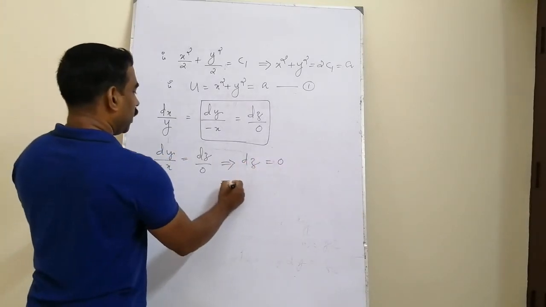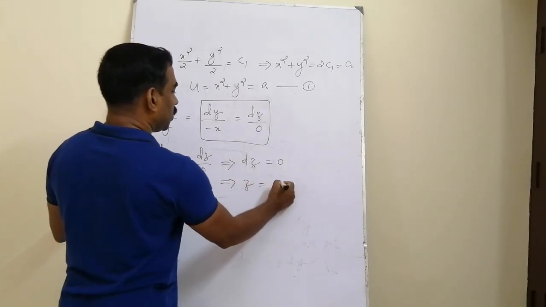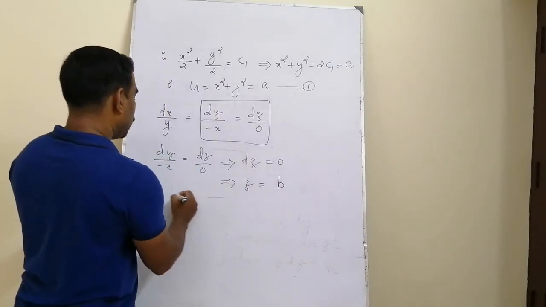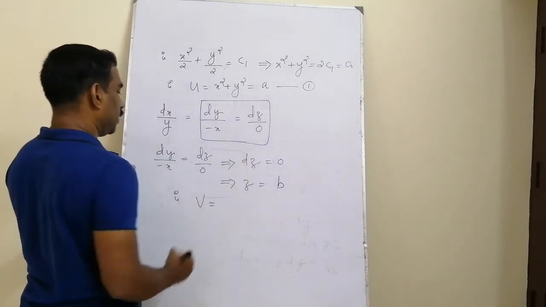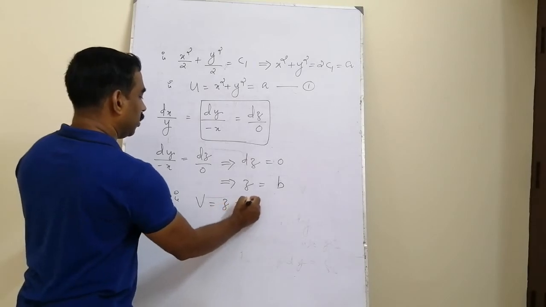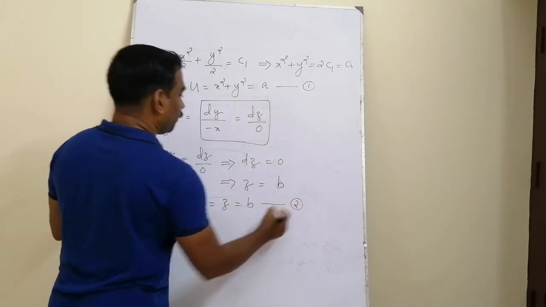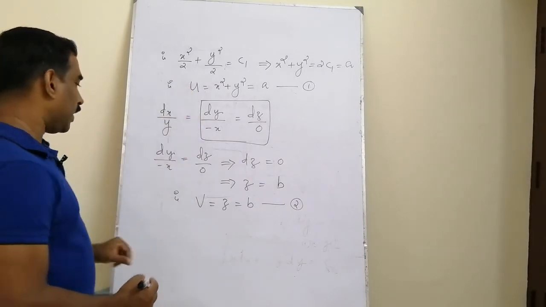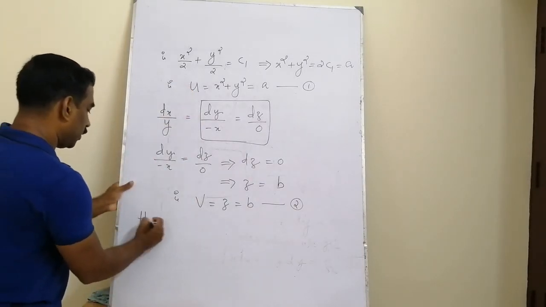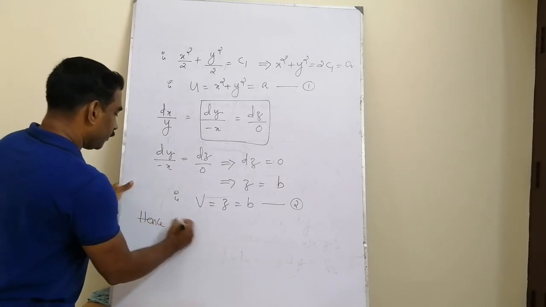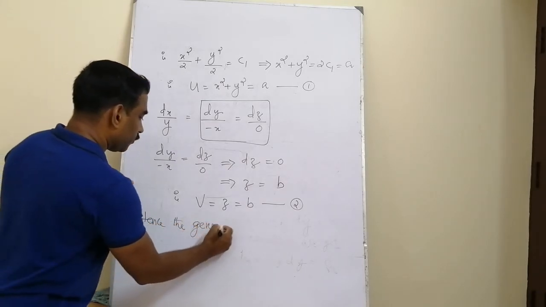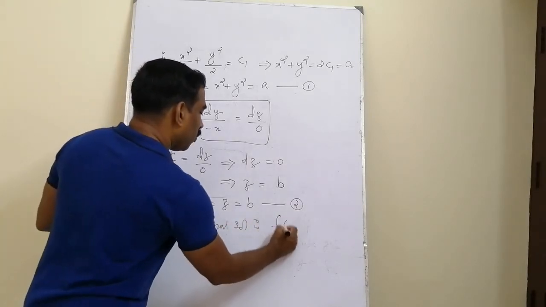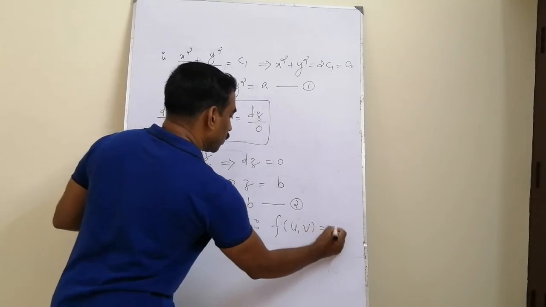So that implies on integration z is equal to a constant, say another constant b. That is, we have another independent solution, say v is equal to z, that is equal to b, equation number 2. Now we know that after obtaining two independent solutions u and v, we can write down the general solution. Hence the required general solution is an arbitrary function of u comma v is equal to 0.